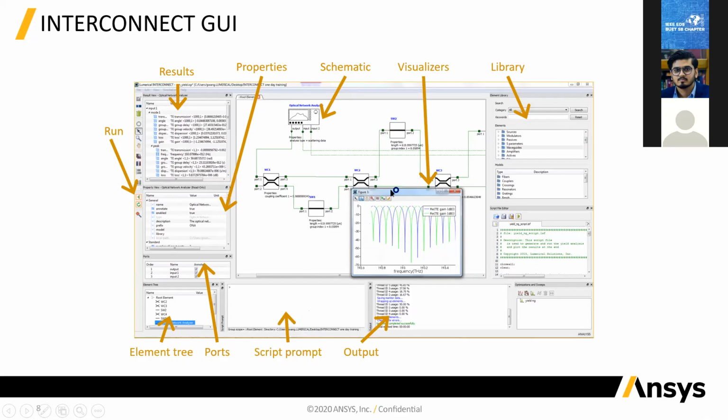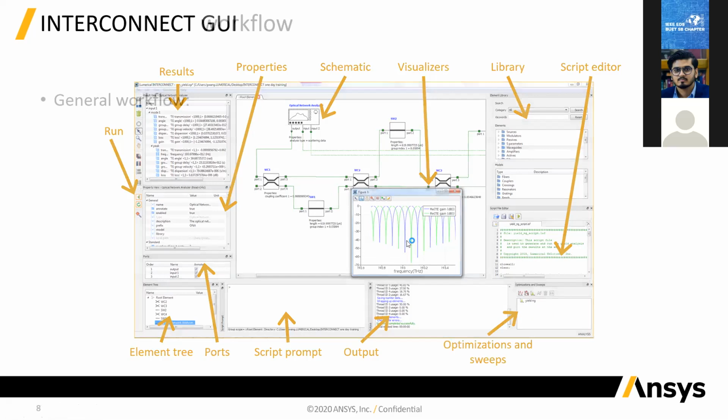The script prompt is very similar to the other ones. All of the tools, including interconnect, support the Lumerical scripting language, so you can set up your circuit using scripts, you can run analysis using scripts, and so on. Similarly, the script editor allows you to load a script file and run it. And then the optimization and sweep window is similar to the other tools. You can run parameter sweeps, you can do optimization, and of course you can also do statistical simulation like Monte Carlo sweeps.